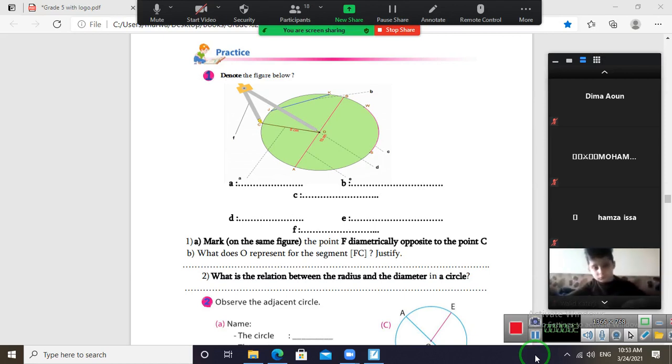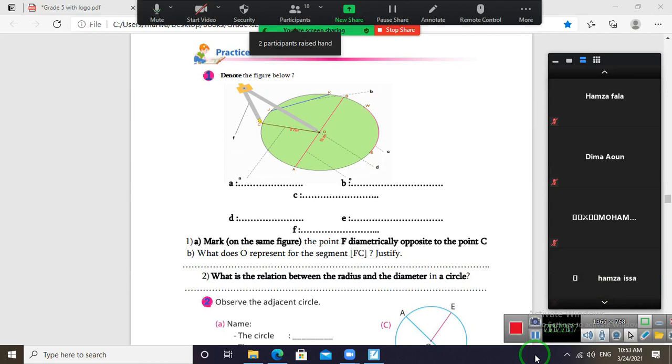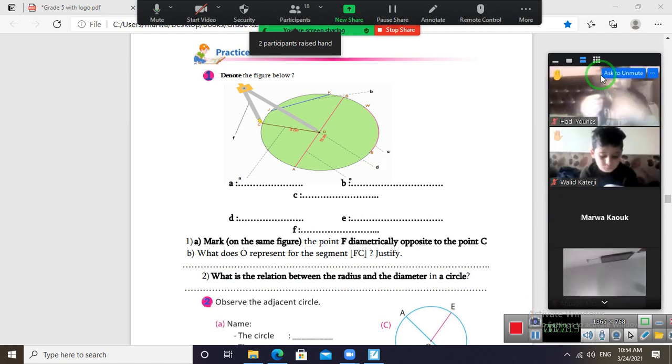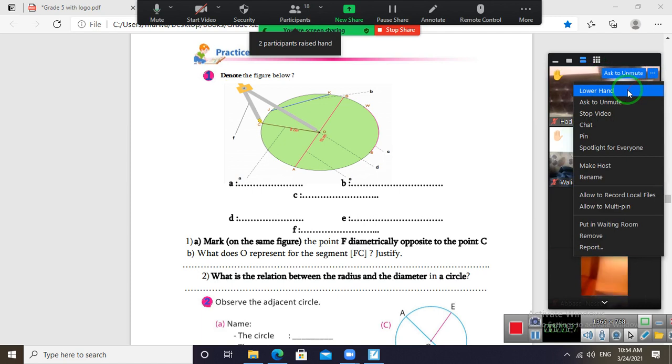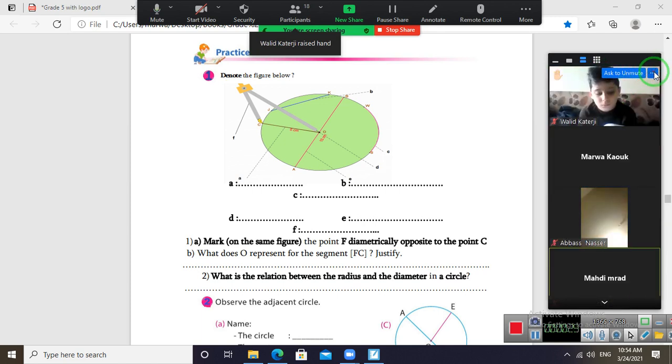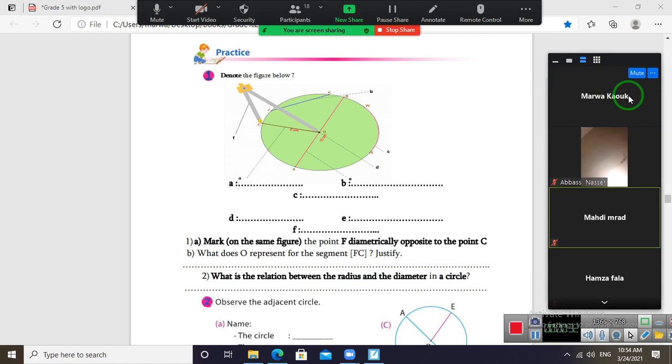Let's move now to page 87. Since you studied all the definitions, now we want to distinguish between the elements. What is the meaning of distinguish? يعني ميز between the elements of the circle: center, radius, diameter, chord, arc. Now they are giving me a figure and they need me to state what these letters are with respect to the circle.